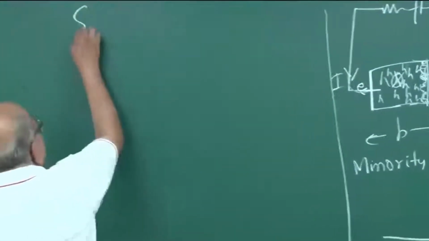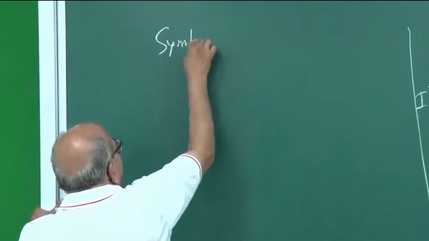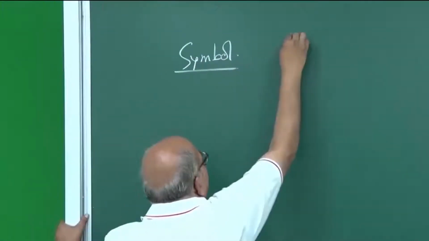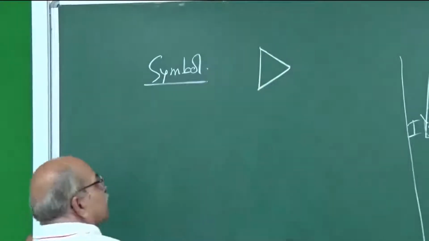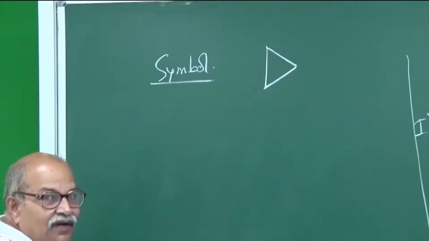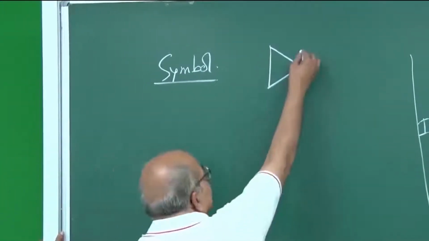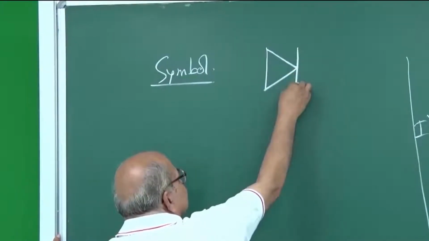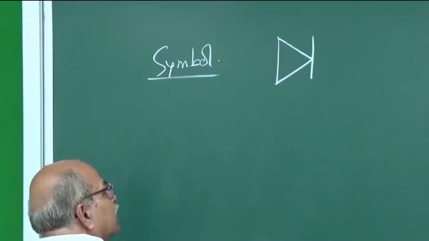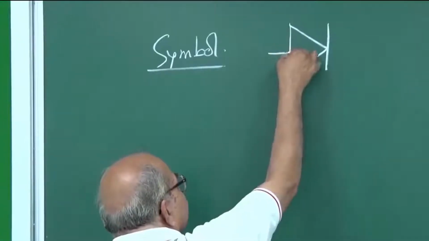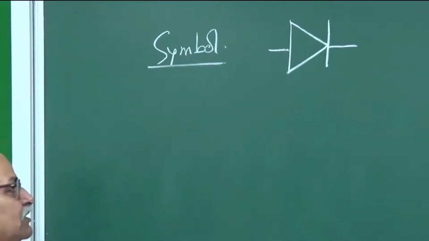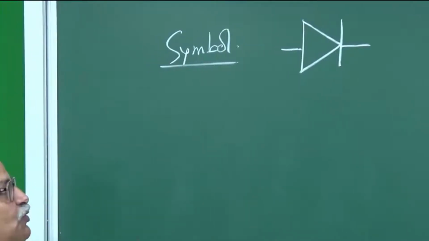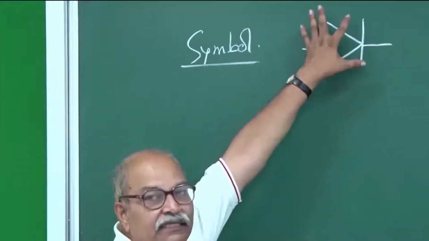The symbol for that is, you draw a triangle, this kind of triangle, an isosceles triangle, and put a line at this vertex, and then these are two lines here. So this is the symbol for a diode. Whenever in the circuit we have to show a diode, we will be putting this.